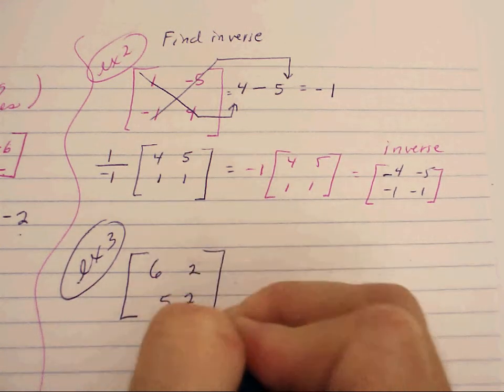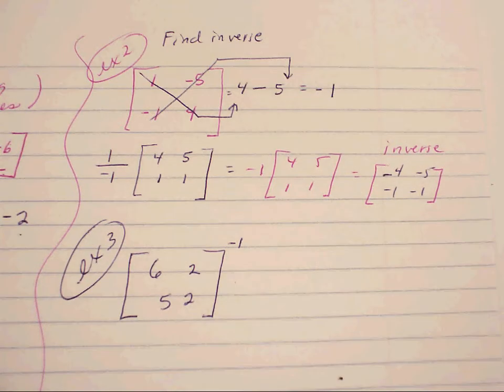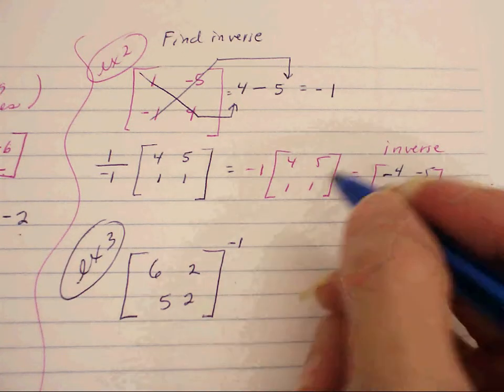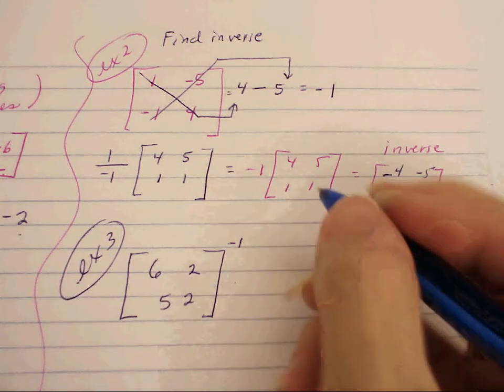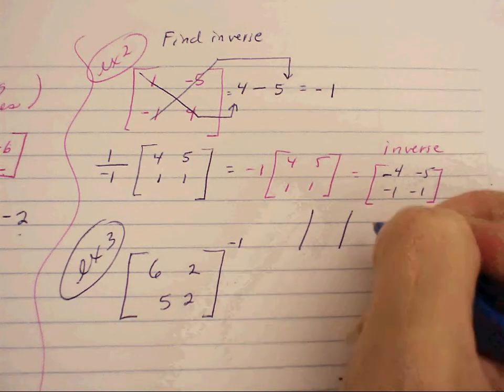What if I gave you the problem and I wrote it like this, and I gave you, like here I said, find the inverse, is how you knew what to do. What if I gave you this matrix and all I wrote down was the power of -1? What does that mean?